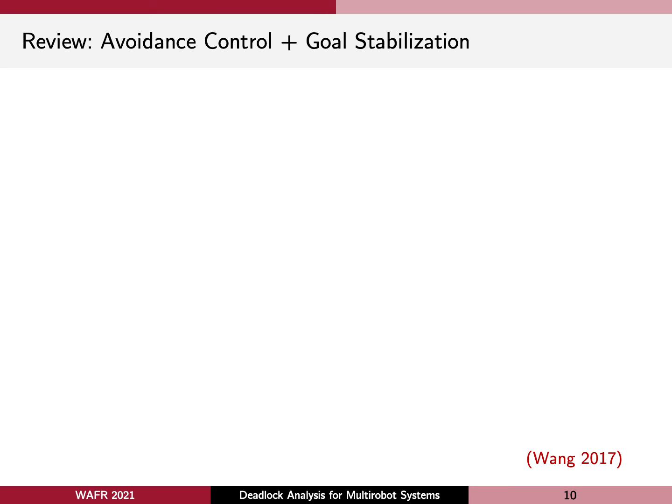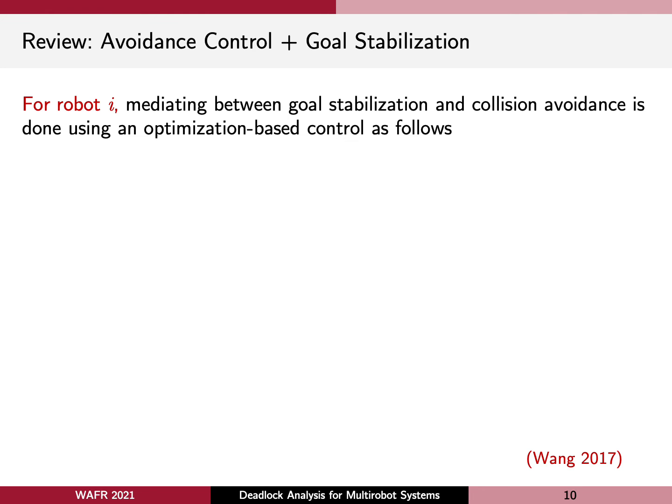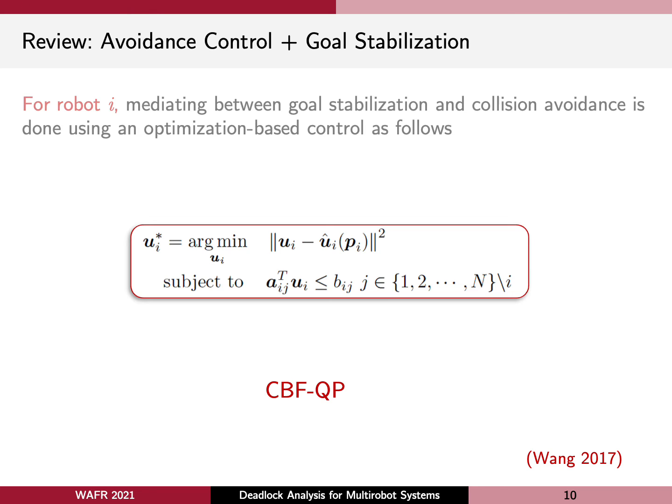Okay, so we already had a nominal control for reaching a goal, that was u_i hat, and now we have a constraint to ensure safety. So how do we mediate between the two? The way to do that is to pose a quadratic program which minimizes the deviation from the prescribed nominal control u_i hat subject to the safety constraint.